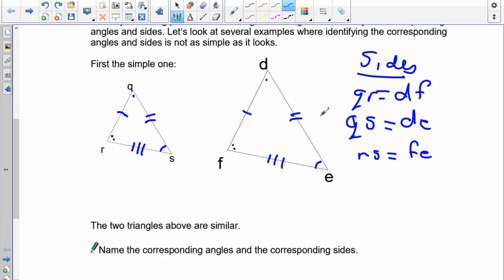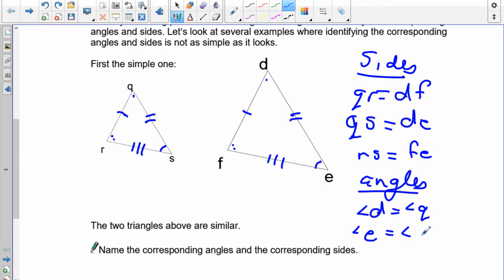Right? Now, the angles, to match them up, we know that Q and angle D work together. So for the angles down here, we have angle D, and that equals angle Q. We have angle E, and that is equal to angle S. And we have angle F, and that is equal to angle R.